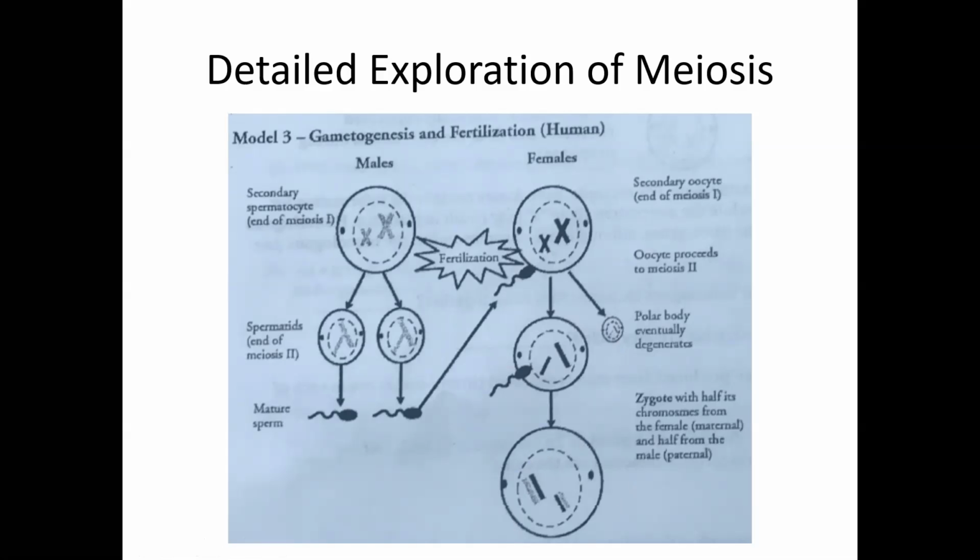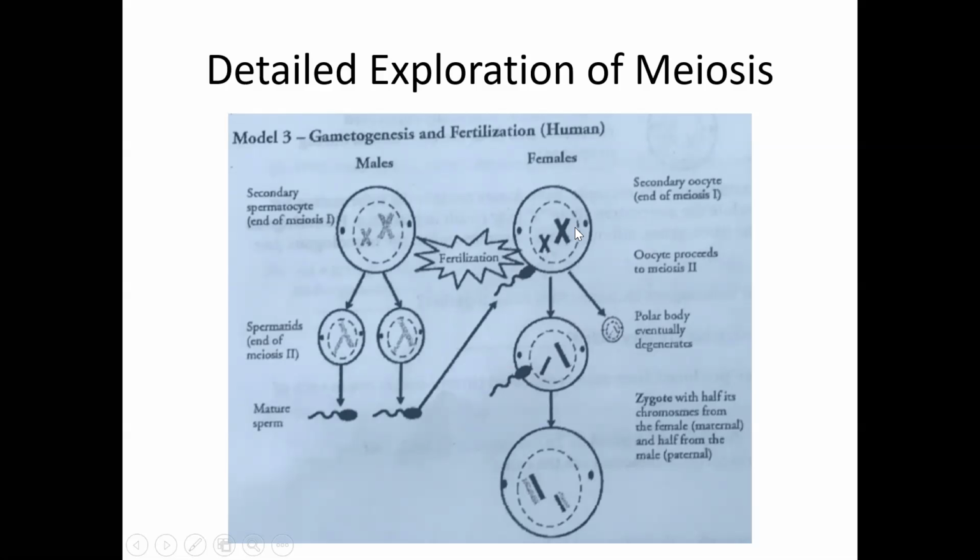According to Model 3, what is the name given to the cells produced at the end of meiosis 1 in males? So at the end of meiosis 1 in males, we call it a secondary spermatocyte. At the beginning of meiosis 1, it's called a primary spermatocyte, but now it's a secondary spermatocyte. What is the name given to the cells produced at the end of meiosis 1 in females? And the same thing, it's a secondary oocyte.